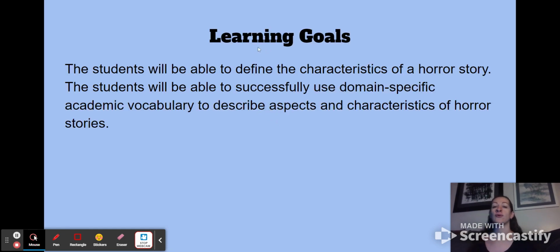So our learning goal today, can somebody raise a hand and read this for me? Great, thank you. Yep, so today you're going to be able to define the characteristics of a horror story. So we are going to analyze what makes it different from some other genres that you've encountered. And we also have some domain-specific academic vocabulary that we're going to use.